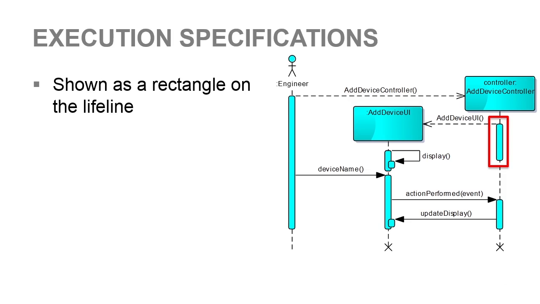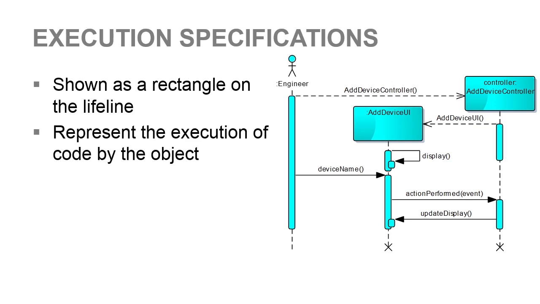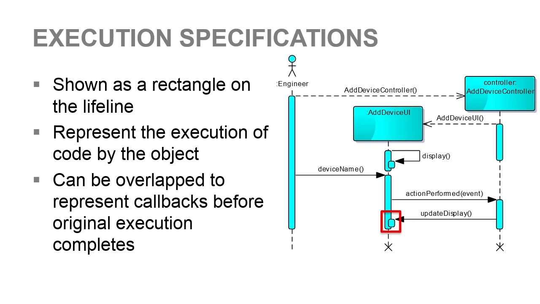Execution specifications, which were called activations in earlier versions of UML, are shown as a rectangle on the lifeline. They represent the execution of some action by the lifeline. This would normally be carrying out the operation that's invoked by the message, or responding to the signal. The executions can be overlapped to represent where one lifeline sends a message to another lifeline, which calls back and sends a message to the source lifeline before replying to the first message.